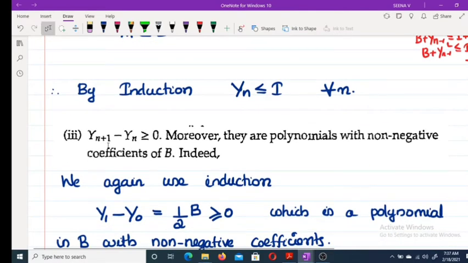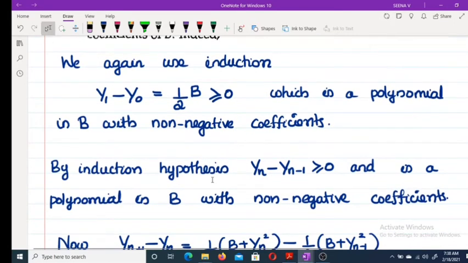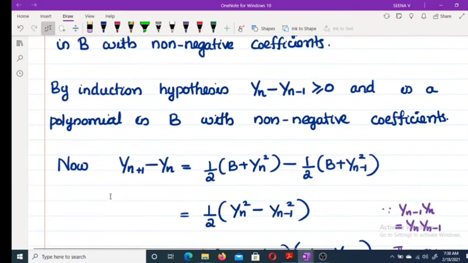Now, what is yn plus 1 minus yn? Now, we are going to prove yn plus 1 minus yn greater than or equal to 0. That means these are polynomials with non-negative coefficients of b. Okay. So, this is our aim. What is y1 minus y0? It equals 1 by 2 b, which is greater than or equal to 0, because it is a polynomial in b with a non-negative coefficient. Now assume yn minus 1 minus yn minus 2 greater than or equal to 0 is a polynomial in b with non-negative coefficients. Now we are going to prove yn plus 1 minus yn is greater than or equal to 0.